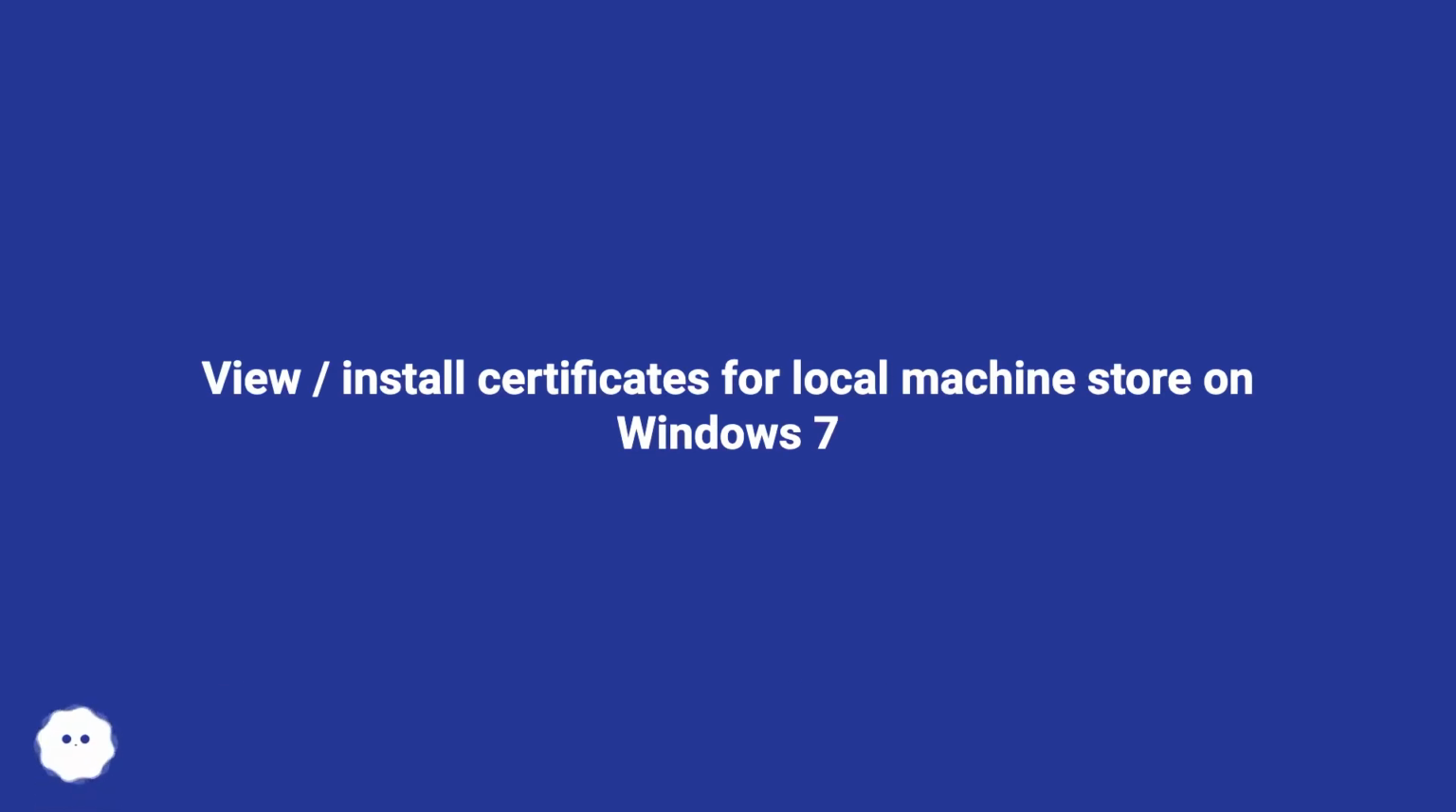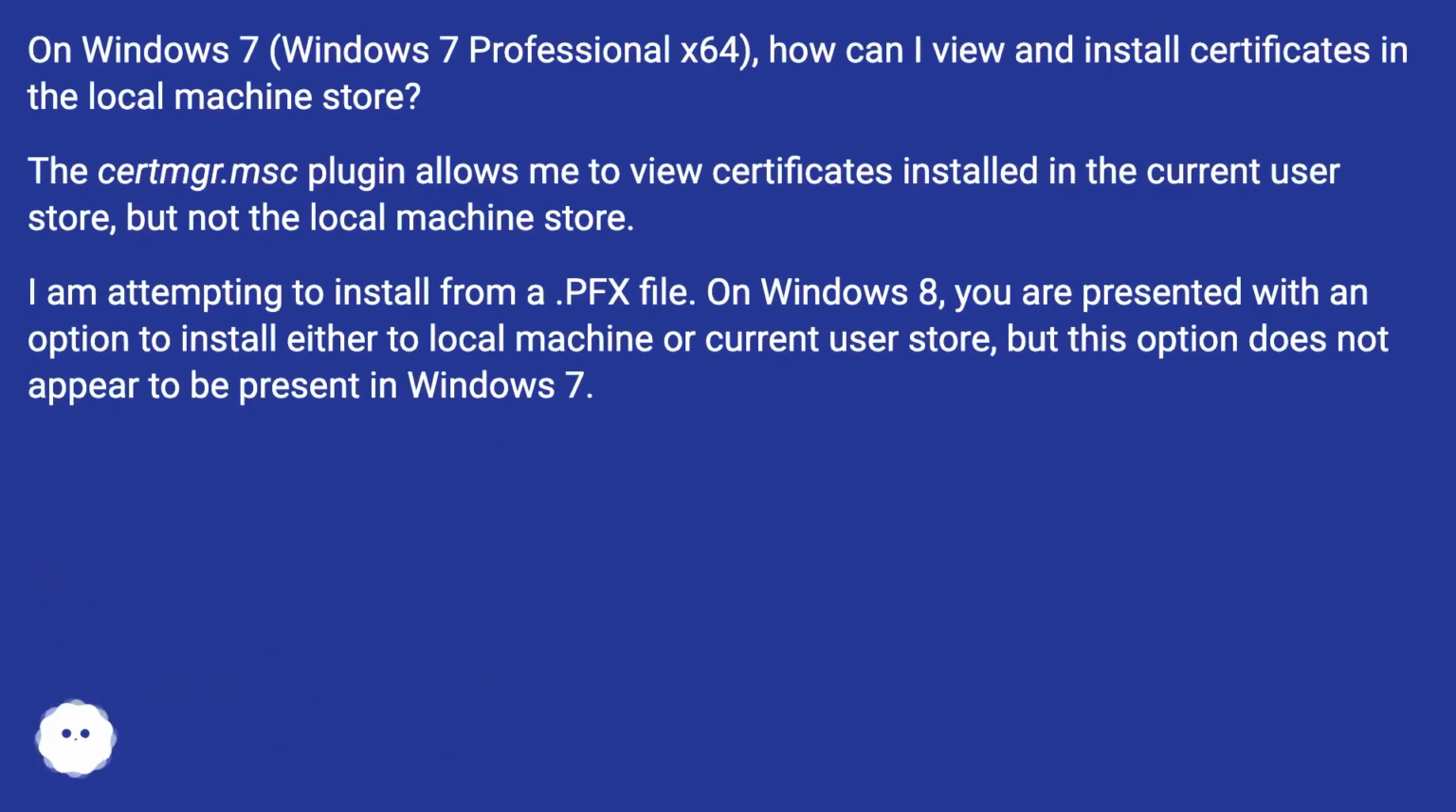View/install certificates for local machine store on Windows 7. On Windows 7 Professional x64, how can I view and install certificates in the local machine store? The Certmgr.msc plugin allows me to view certificates installed in the current user store, but not the local machine store. I am attempting to install from a .pfx file.